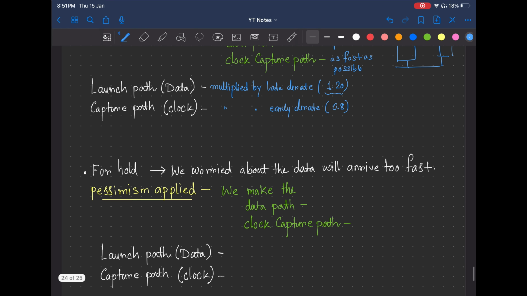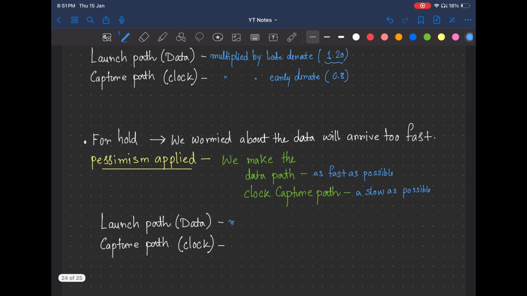Now coming to hold, we worry about the data arriving too fast. So here the pessimism we apply is that the data path is as fast as possible, and the clock capture path as slow as possible. And here the launch path is multiplied by early derate.